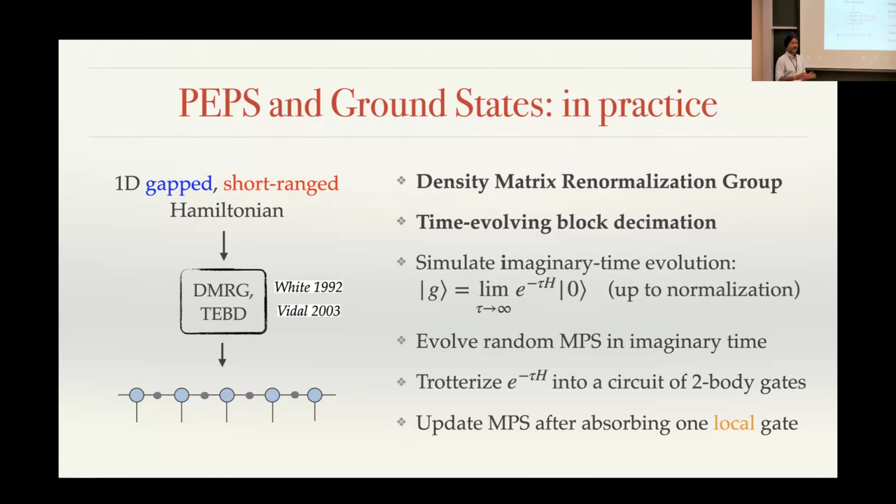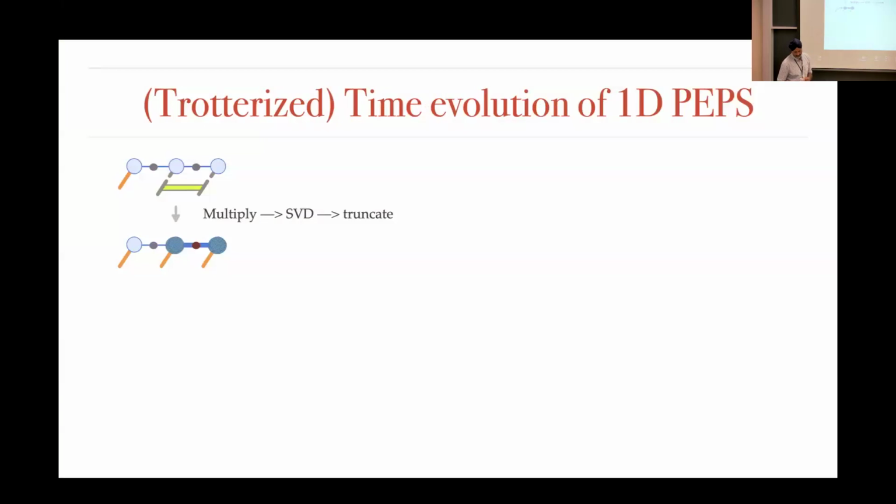And once you solve that problem, now you can just iterate that and find the ground state. Okay, so pictorially, this is something what you do. Here you apply a single gate on the MPS and follow some sequence of manipulations, and out comes the final MPS.